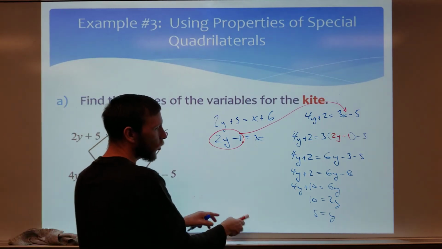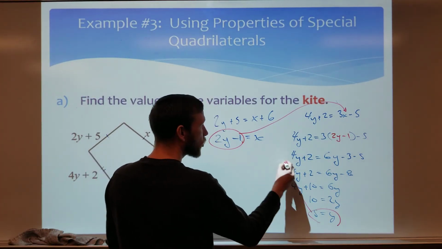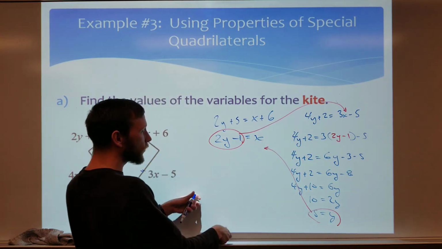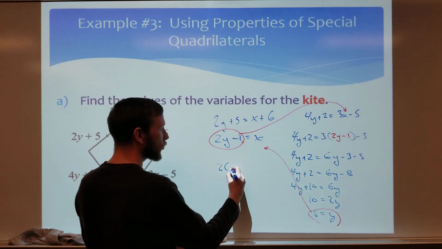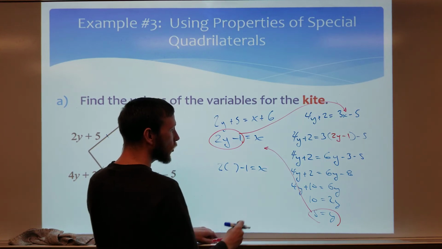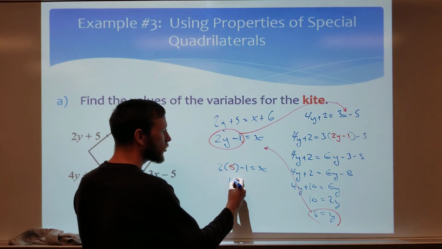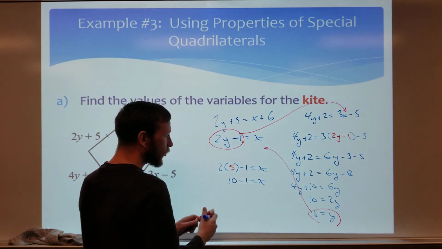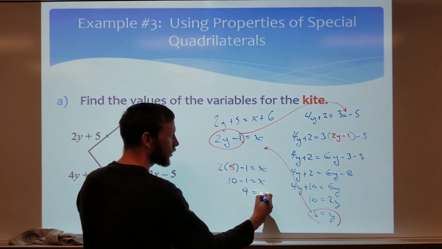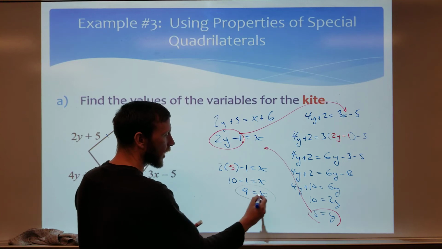But once I know what y is, I can substitute that back into this equation over here and say that x equals 2y minus 1. We know that x equals 2y minus 1. So I can again do that algebra substitution evaluation to find out what x equals.